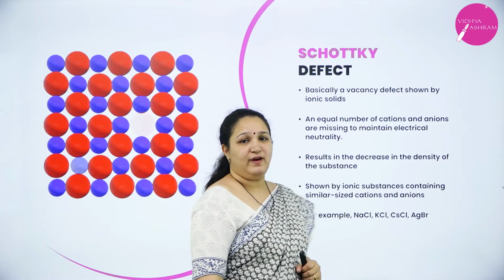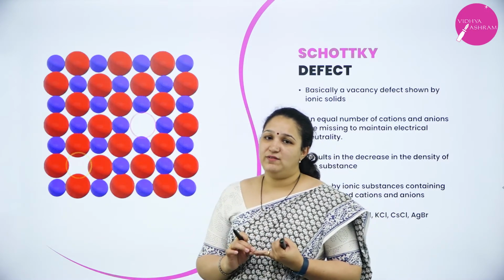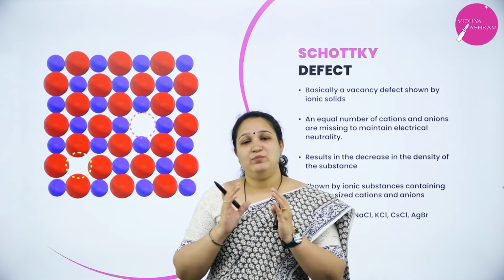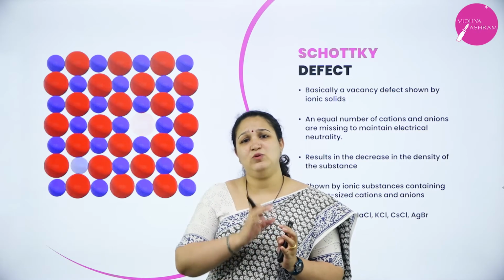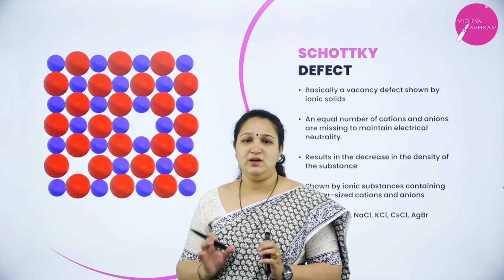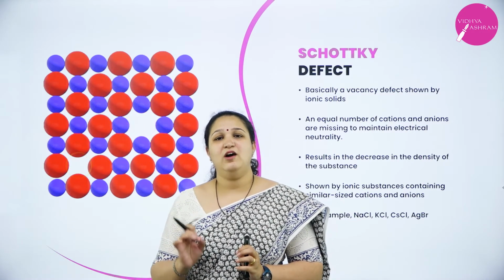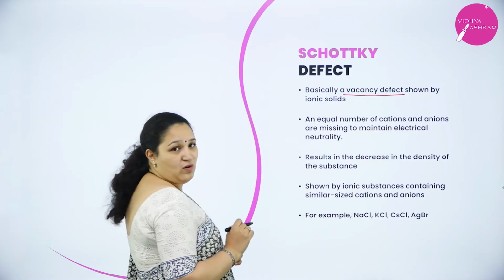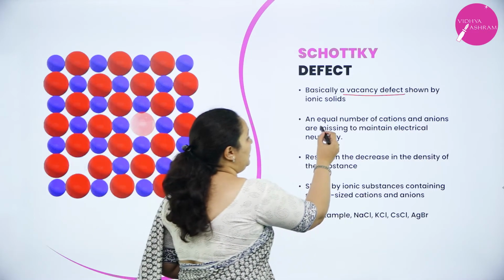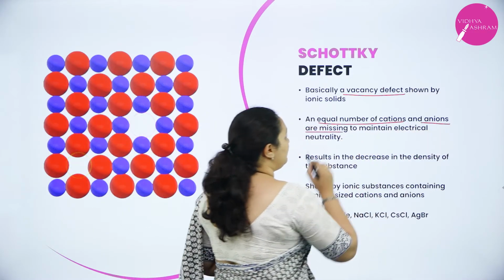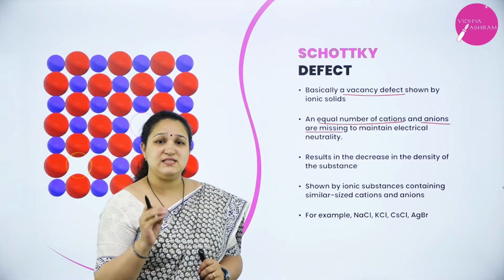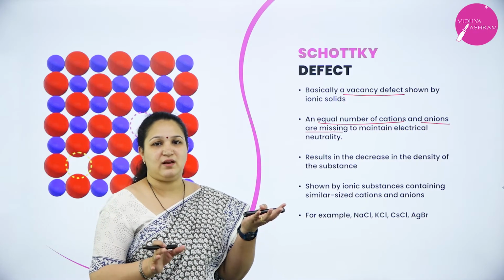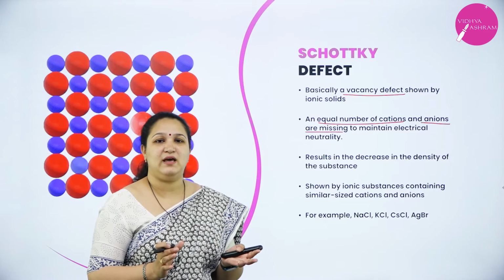First of all, Schottky defect and Frenkel defect are shown by ionic solids. In Schottky defect, the number of cations missing is equal to the number of anions which are missing. It is basically a vacancy defect. In Schottky defect, an equal number of cations and anions are missing and thus electrical neutrality is maintained. See, if one cation is missing and one anion is still remaining there, then electrical neutrality will not be there in the solid.